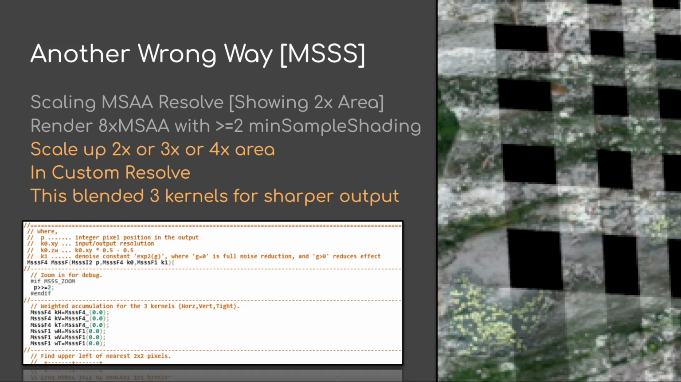I'm doing it the wrong way. I am amplifying details at Nyquist. The 3 kernels were a horizontal, a vertical, and basically the intersection of the horizontal and the vertical kernels. And then I would pick the kernel that makes the output the sharpest. So I'd look at the local gradient.